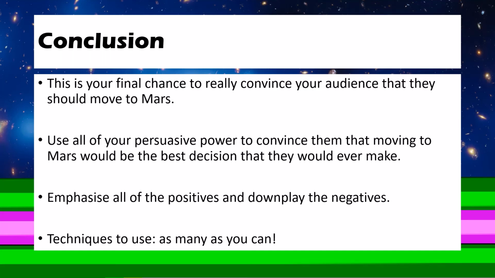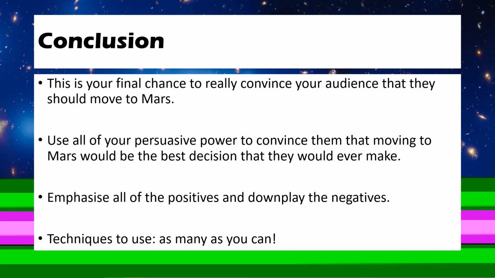Finally, we have our conclusion. When you're concluding a solo talk, you want to do it in such a way that at the end of it, you could drop the mic and saunter off stage. It should be a really powerful way to finish. It's your final chance to convince your audience that they should move to Mars.